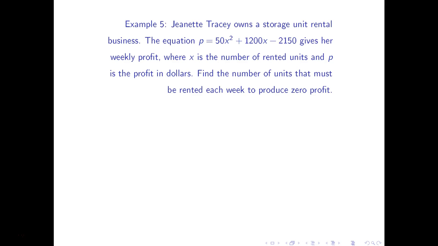Welcome to the second part of 9.2. I'm going to talk a little bit more about how you can use the quadratic formula. I'm going to start with an application problem. This one is a basic one. We'll get into more in 9.3.